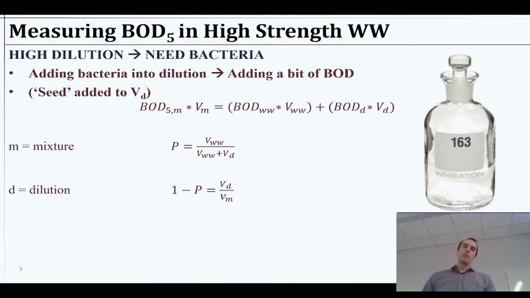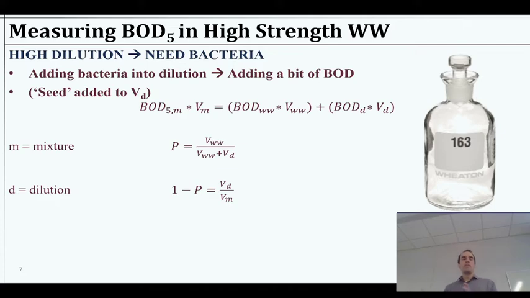And when we do so, inevitably there's some microbe food in there because we had to grow the microbes. Some of the microbes have died and dissolved, so now there's some organic molecules floating around. So ultimately, when we add dilution for a high-strength wastewater, we're almost always adding some more BOD, which is just kind of annoying because then we have to calculate that.